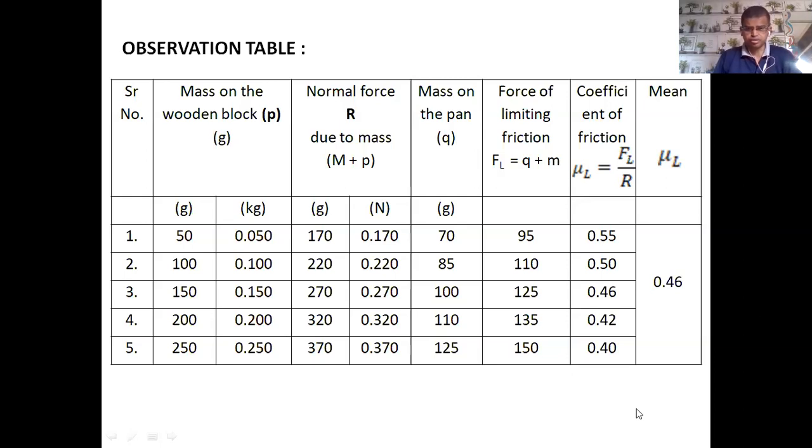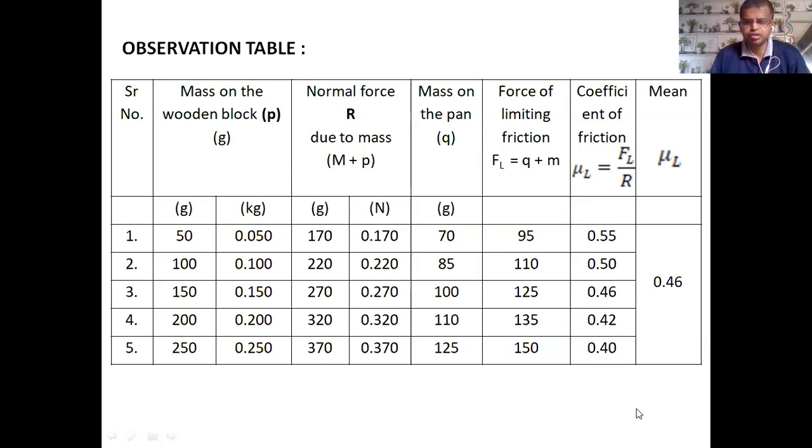85 plus 25, so the answer is 110. 100 plus 25, so 125. 110 plus 25 is 135. And 125 plus 25, so 150.